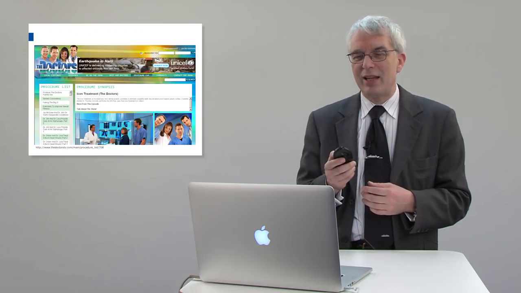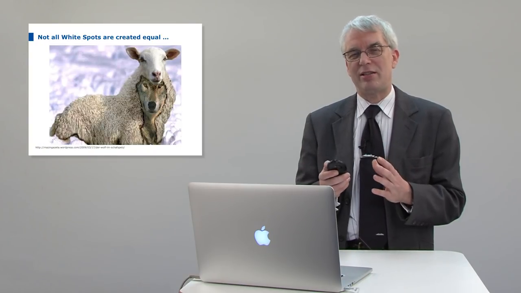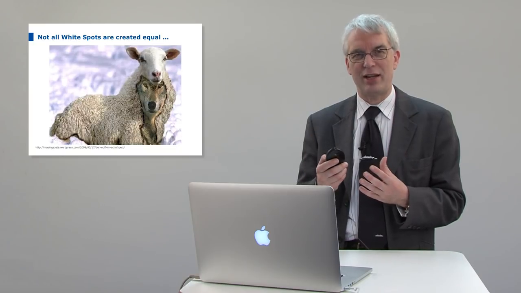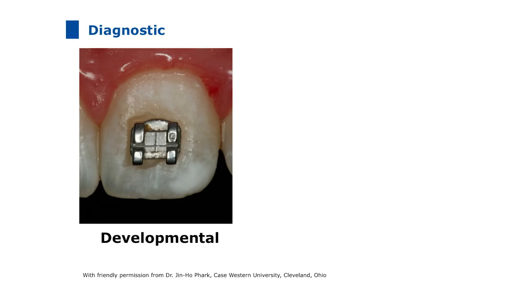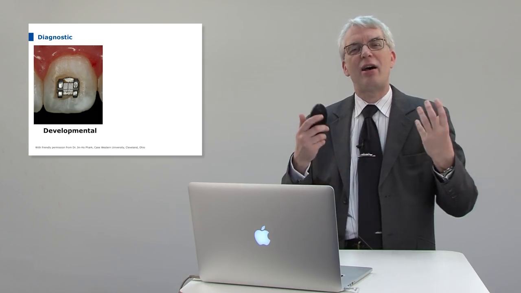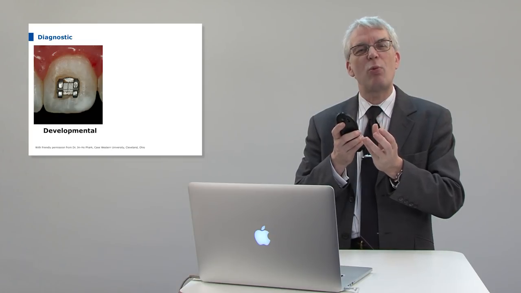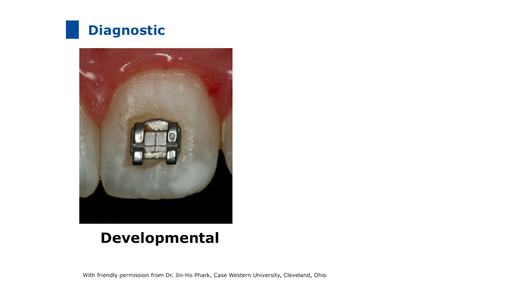So, when you want to treat an anterior white spot, it is very important that the diagnosis is right, because not everything that looks like a caries white spot is actually created by caries. In a case like this, you have a developmental white spot. The kid fell onto the tooth, the enamel developed in a non-regular way, and that gives you this whitish appearance.